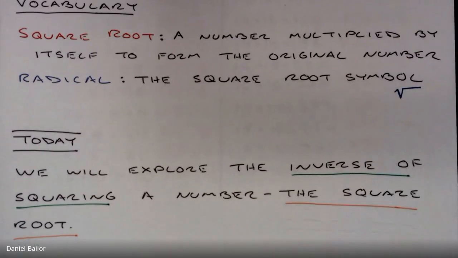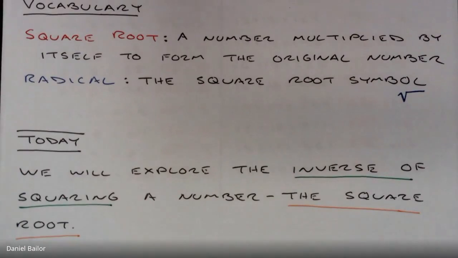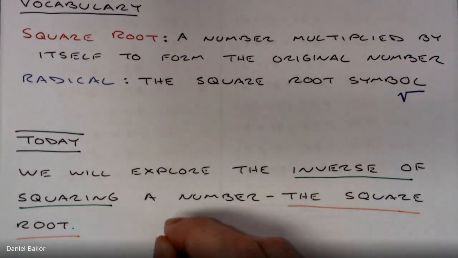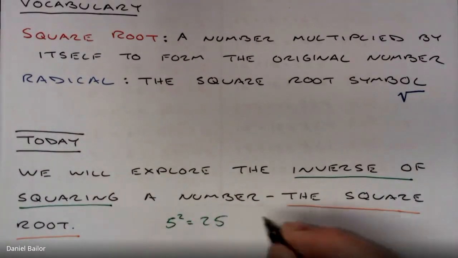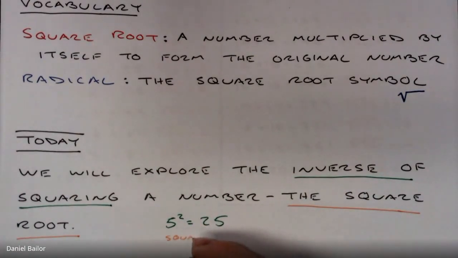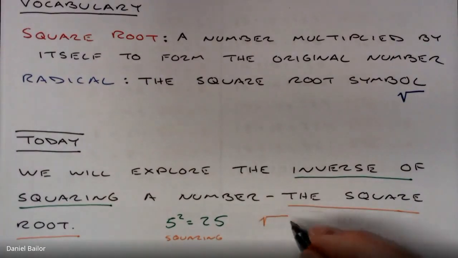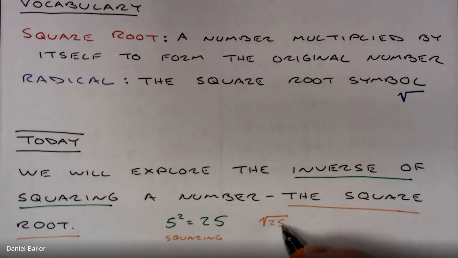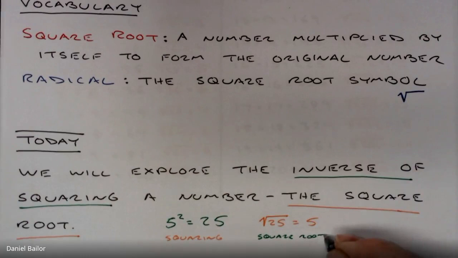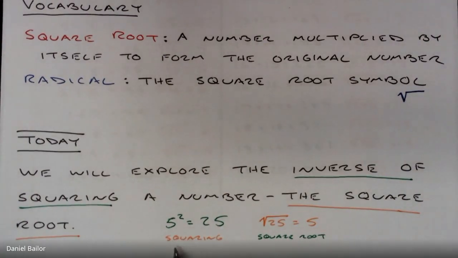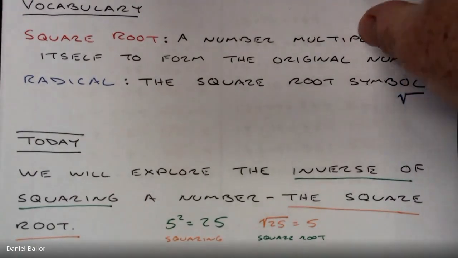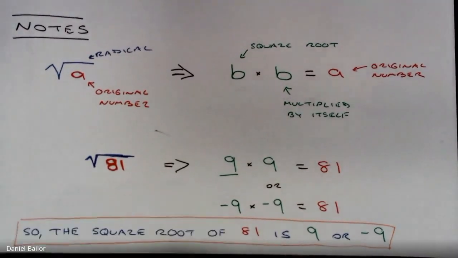Today, we will explore the inverse of squaring a number, the square root. So you know squaring a number, like 5 squared equals 25. This is squaring. The inverse, the opposite way, is to say the square root, the radical 25. Radical 25 equals 5. That is the square root. So squaring, you are very familiar with. That's how squaring looks. The square root is just moving in the opposite direction, the inverse direction, the inverse function. I do have it in more detail in these notes at the bottom of the page. So take a look at those notes at the bottom.